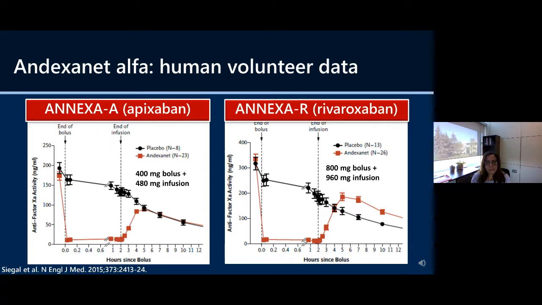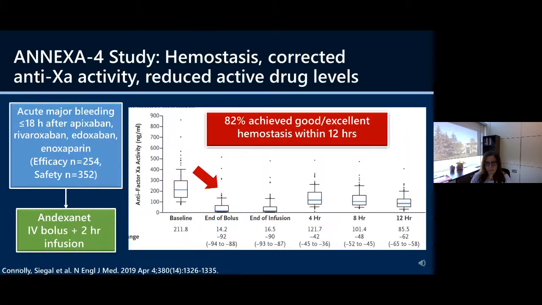And so that set the stage for the ANNEXA-4 study. So this was the registration study whereby Andexanet was approved by the FDA and some places in Europe. Again, this was a prospective cohort study without control groups. Studies without control groups have made it really difficult to understand the incremental benefits of these treatments. Regardless, patients in ANNEXA-4 were those with acute major bleeding within 18 hours of apixaban, rivaroxaban, edoxaban, or enoxaparin. And they received an Andexanet bolus plus a 2-hour infusion, with the dose depending on the drug that they took and when they took it.